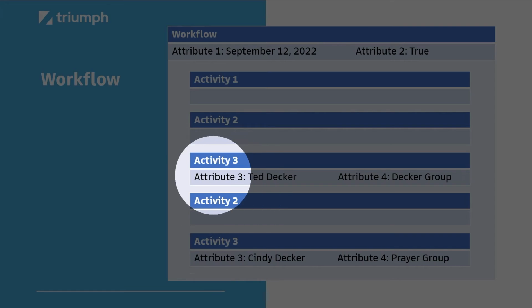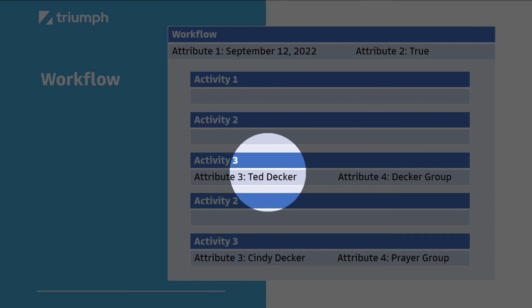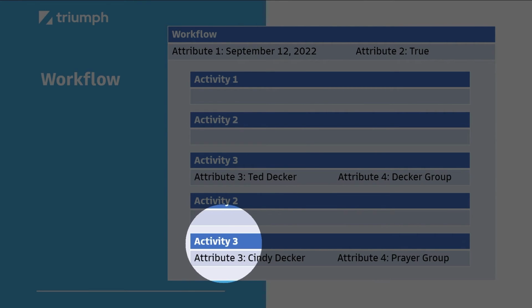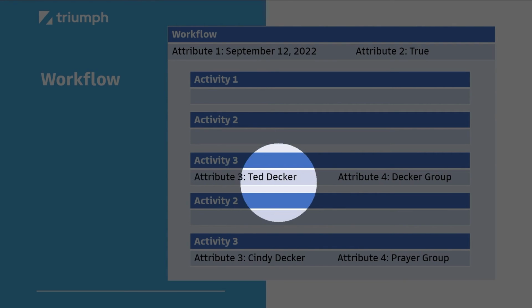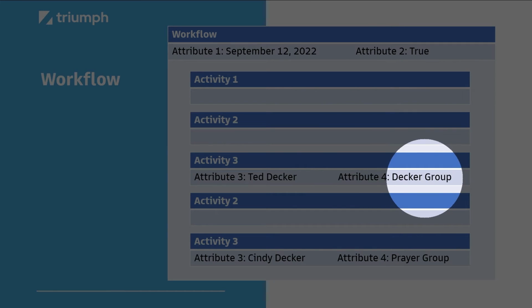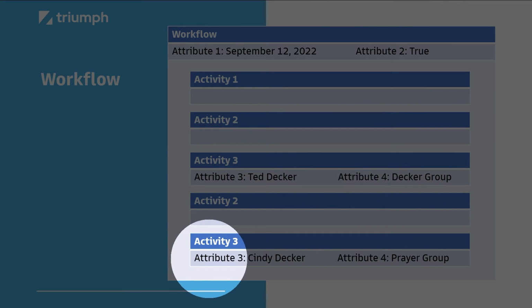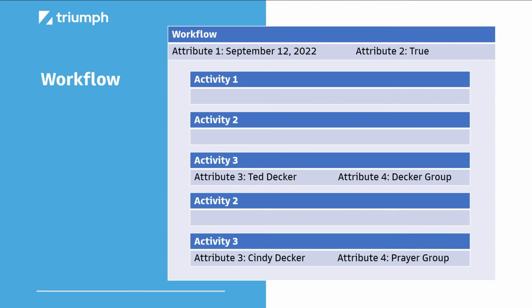So the first activity 3, attribute 3, might be Ted Decker, but the second time it ran, it's going to be Cindy Decker. And the first time activity 3 ran, attribute 4 picked the Decker group, and the second time, or the second copy of activity 3, when it ran, it picked the prayer group for Cindy Decker.